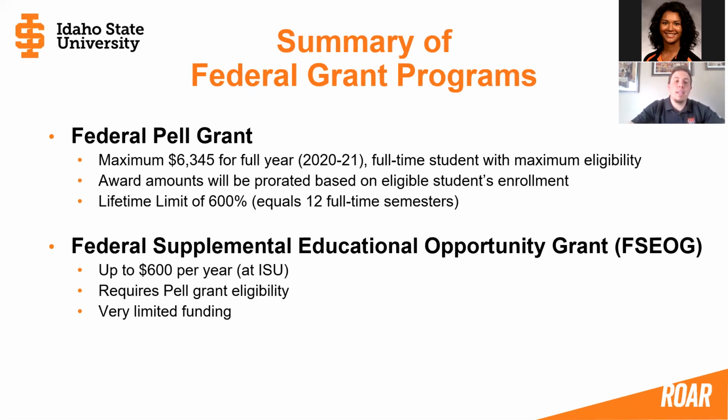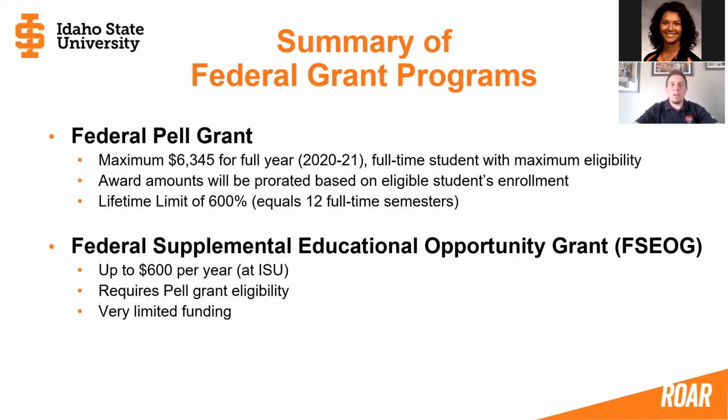Federal Pell Grant, last year or this year, the maximum is $6,345. So that's if you come in, you fill out the FAFSA and you have an EFC of 0. And the award amounts are prorated based on your attendance in that semester. So if you're going half-time, you basically get half of the full-time eligibility. And there is a 600% limit, basically.